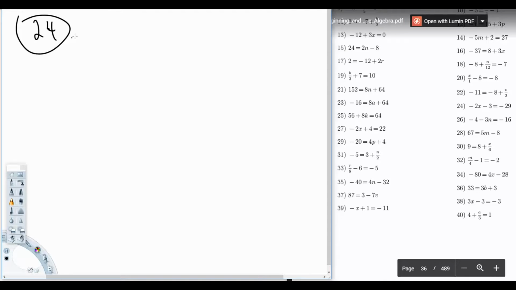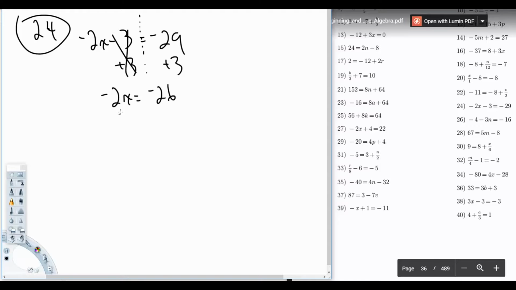24. Minus 2x minus 3 equals minus 29. Divide this. So we've got to get rid of this minus 3 right here, right? So we're going to add 3, and here we're going to add 3 because we want to get everything we know on one side and everything we don't know on the other. So minus 2x equals, because this cancels out, minus 29 plus 3 equals minus 26.